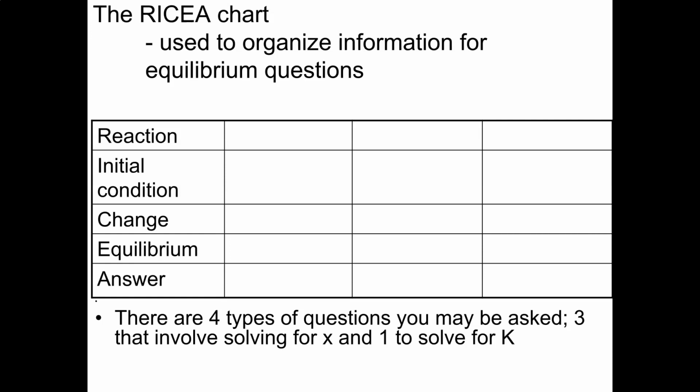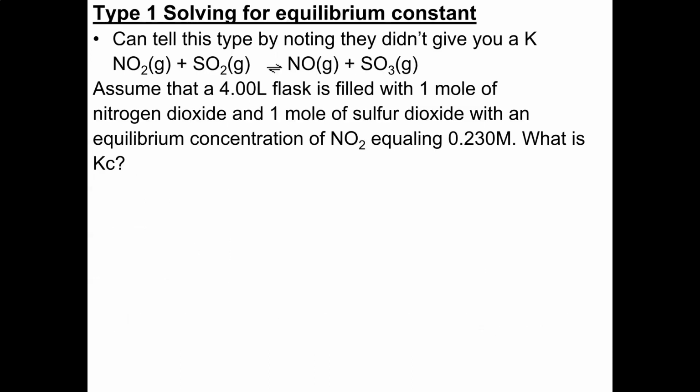3 involve solving for X and 1 solving for K. So what do you think the majority of the time? You're solving for X. So type 1, solving for equilibrium constant. You can tell this type by noting that they didn't give you a K. So notice this one, there is no K. What I'll do is get molarity for everything I need molarity for. So they give me a volume, they give me moles of the 2 chemicals, and they give me equilibrium concentration of this. This is why the chart's your best friend, because this goes in the E part. And without it, you're dead in the water, so don't do that.